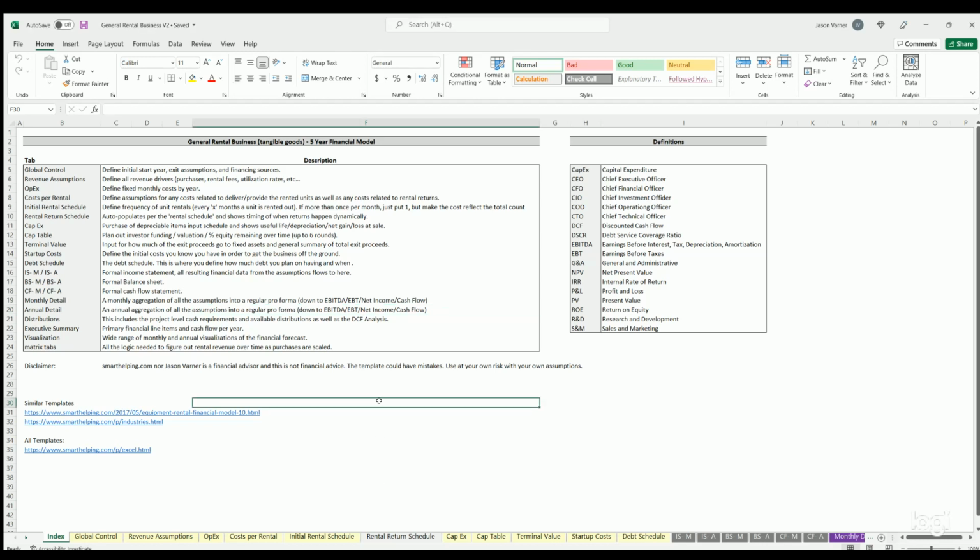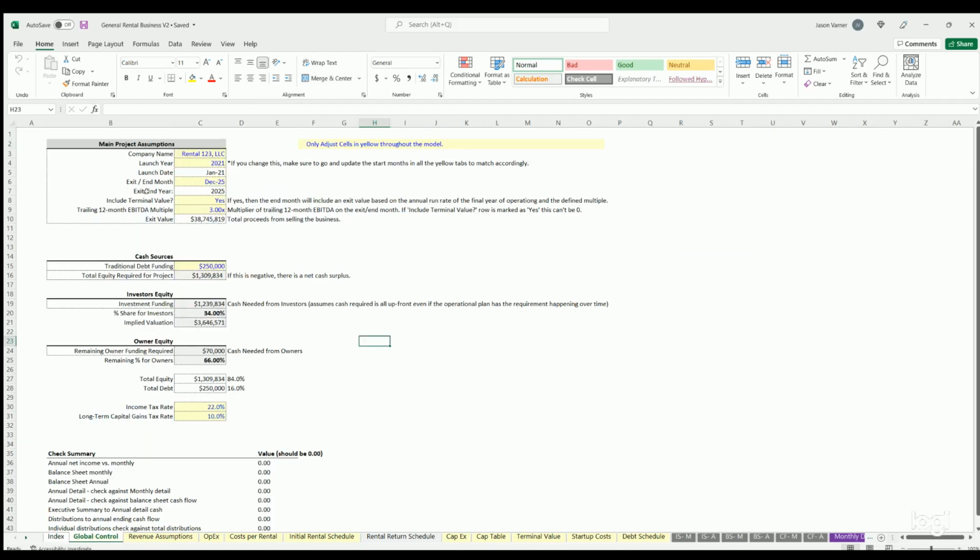This is the overview video for the general rental business of tangible goods, 5-year financial model. The upgrades that were done included interconnected 3-statement model, income statement, balance sheet, and cash flow statement, monthly and annual. Also added a cap table, capex, terminal value, and updated the global control panel here.